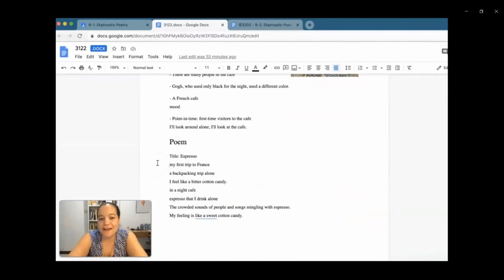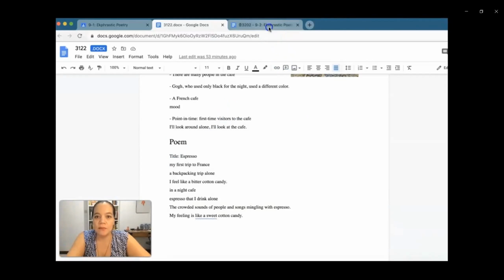My first trip to France, a backpacking trip alone. I feel like a bitter cotton candy in a night cafe, espresso that I drink alone. The crowded sounds of people and songs mingling with espresso. My feeling is like a sweet cotton candy. So, a short and sweet poem, but you know, all things take time. So it's fine if it takes them a whole period to finish a poem.